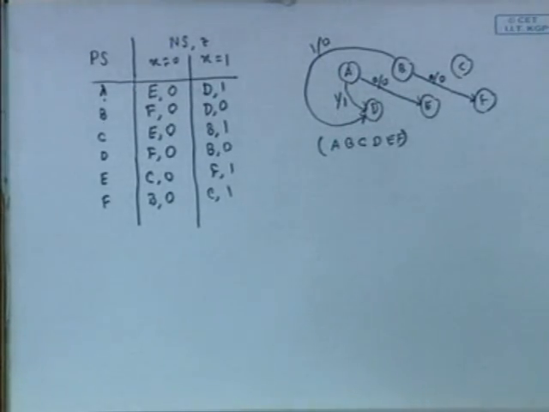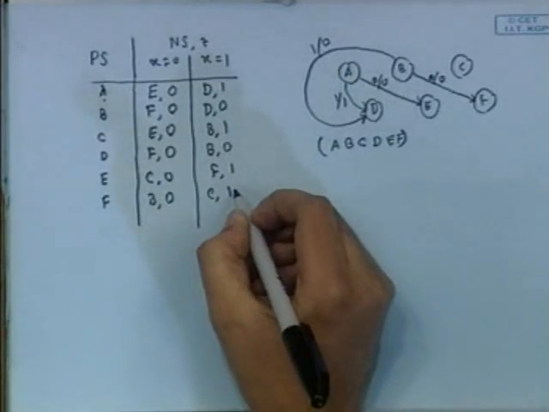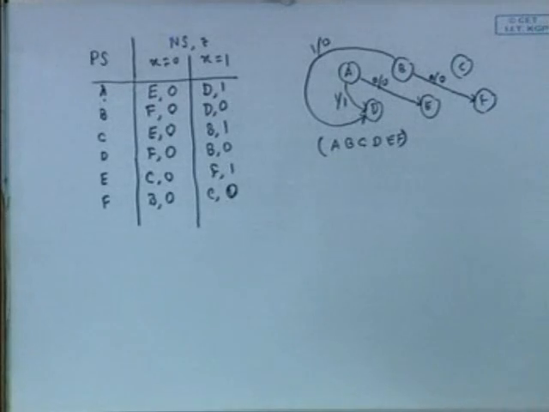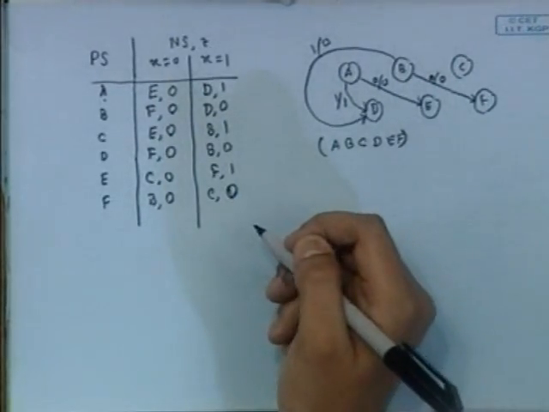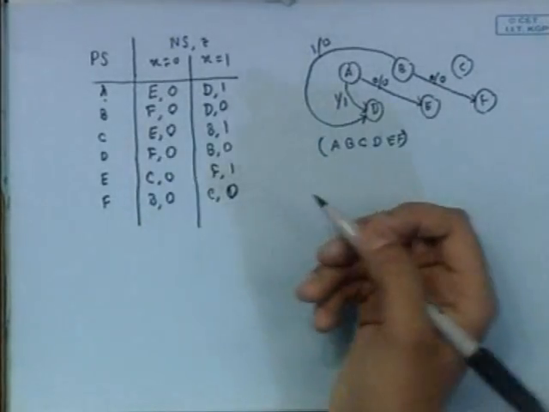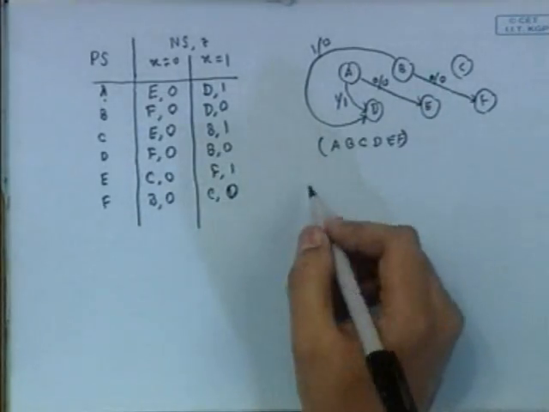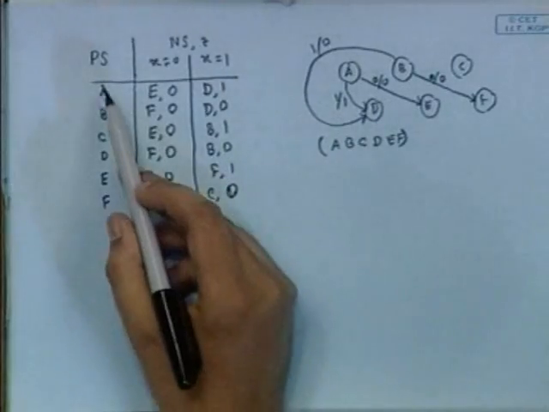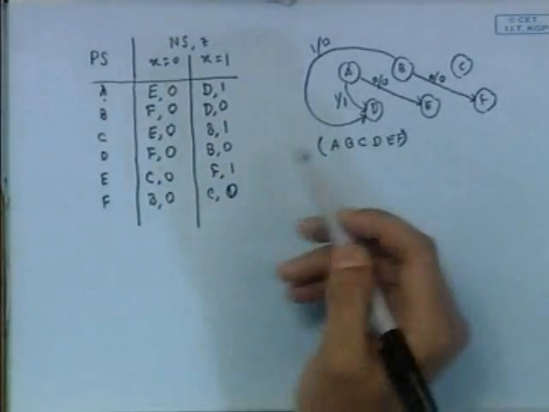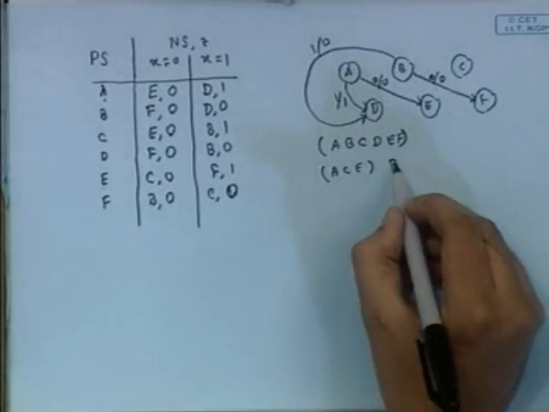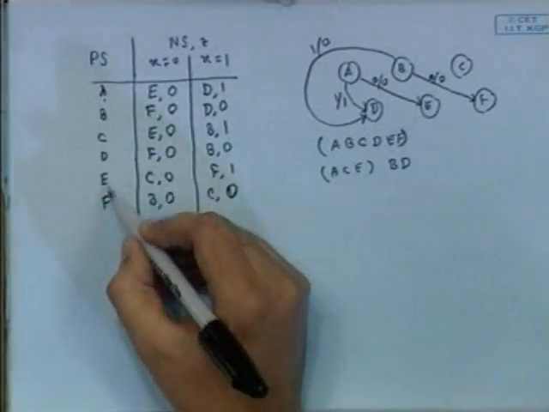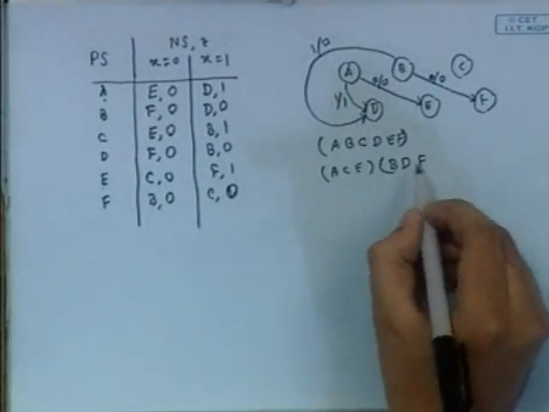Yes, C is 0. Okay, we can readily say that this is not a mistake. I just took the example. We can readily say that A, C and E are of one group, and B, D and F are of another group.